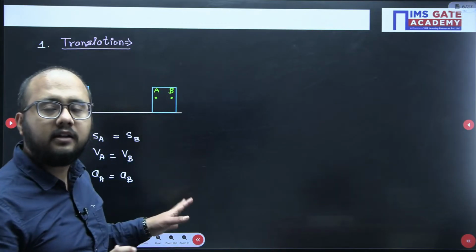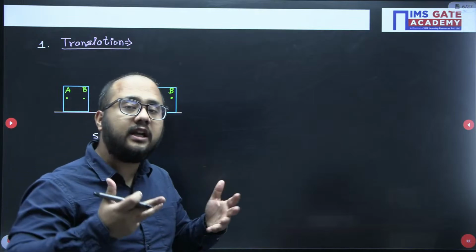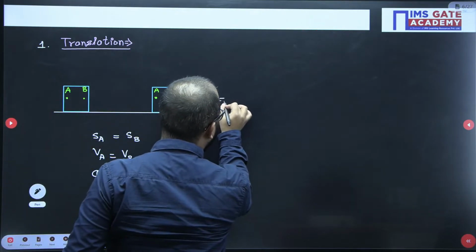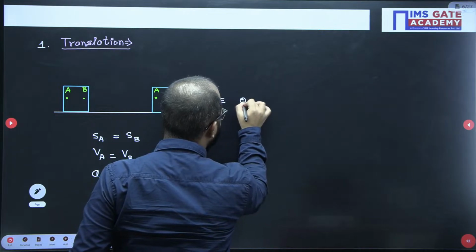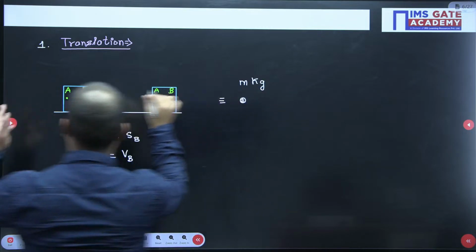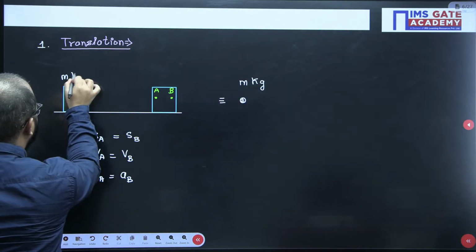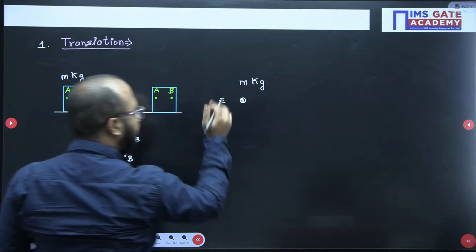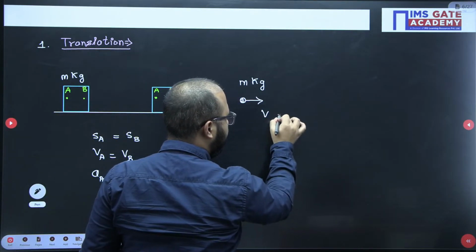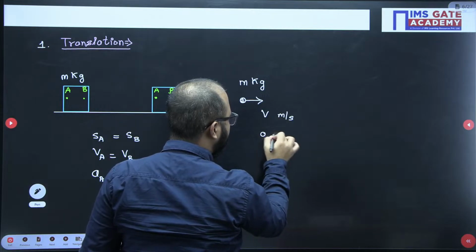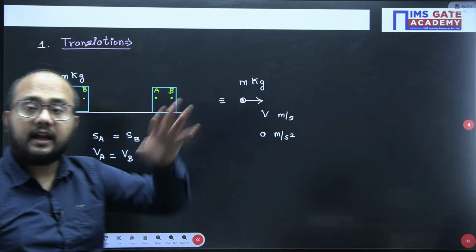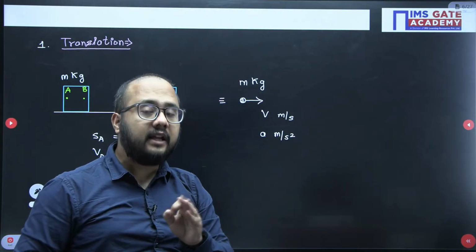When it is there, in that case there is no need to represent the entire body. I can simply represent this body as a point mass having the same mass value m kg. Let's suppose the mass of this block is m kg. I will say it is having a velocity v meter per second, acceleration a meter per second square, like that. So please understand this point very carefully.